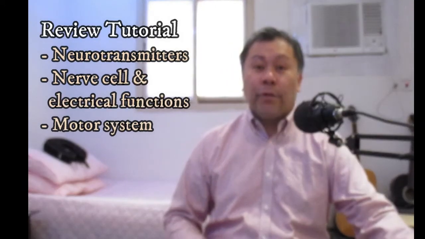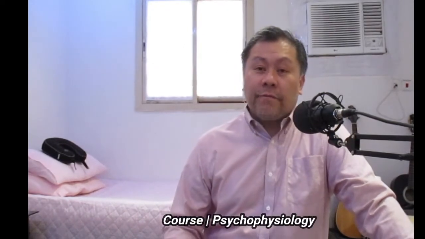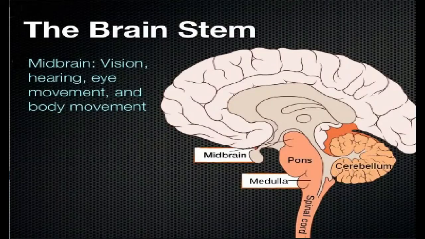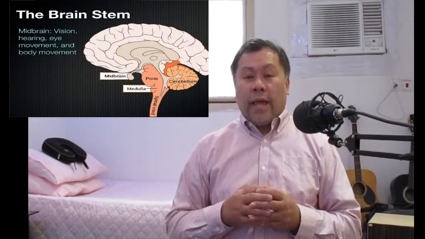For the review tutorial, the topics are related to the neurotransmitters and their functions, the nerve cell and its electrical functioning, and the third is the motor system of the human being. Now, let us get started. First, we have the brain stem. This is a stalk-like projection extending caudally from the base of the cerebrum, and it facilitates the communication between the cerebrum, the cerebellum, and the spinal cord.